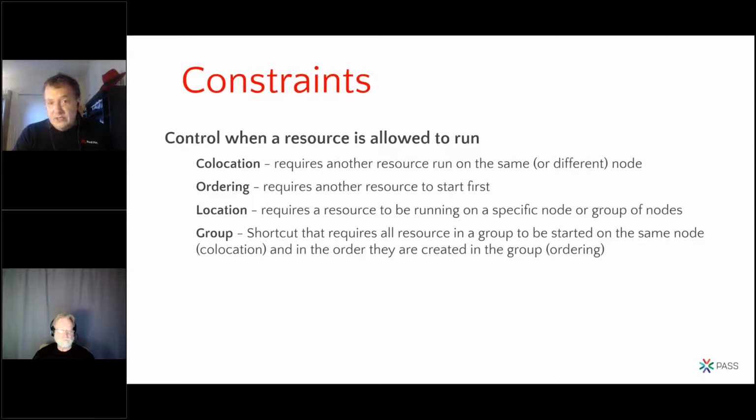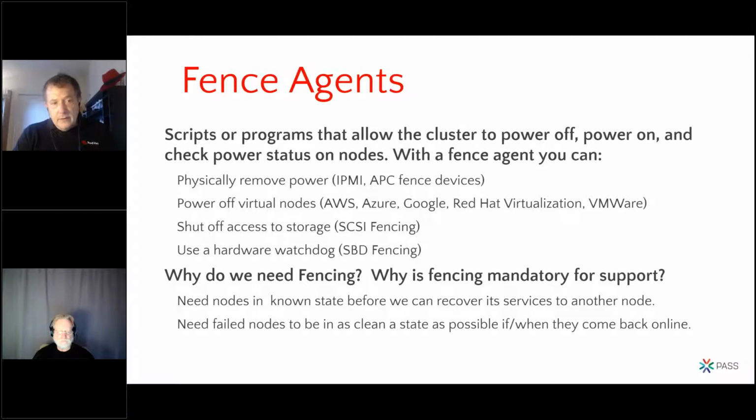Constraints control when a resource is allowed to run. And you can think of three different varieties of constraint. Co-location guarantees the resources run on the same node, or makes sure that they run on a different node. Ordering requires a resource to start before another resource. And location requires a resource to be running on a specific node or group of nodes. Now there's also a shortcut that you can use called groups. Groups allow you to require all resources in a group. So you just refer to the group, and they'll be started in the order in which they're created in the group. So that gives you the ordering.